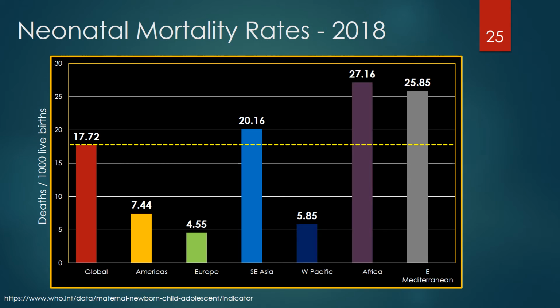In 2018, the neonatal mortality rates were highest in Africa at 27.16, followed by the Eastern Mediterranean at 25.85, Southeast Asia at 20.16, the Americas at 7.44, Western Pacific at 5.85, and Europe at 4.55. The global rate was 17.72 per 1,000 live births. Africa, the Eastern Mediterranean, and Southeast Asia are regions above the global average for the neonatal mortality rate.